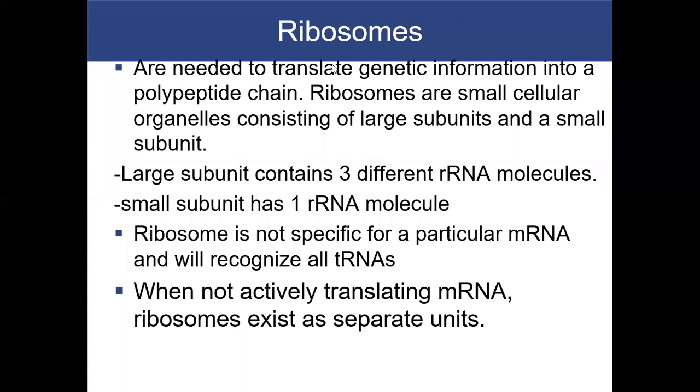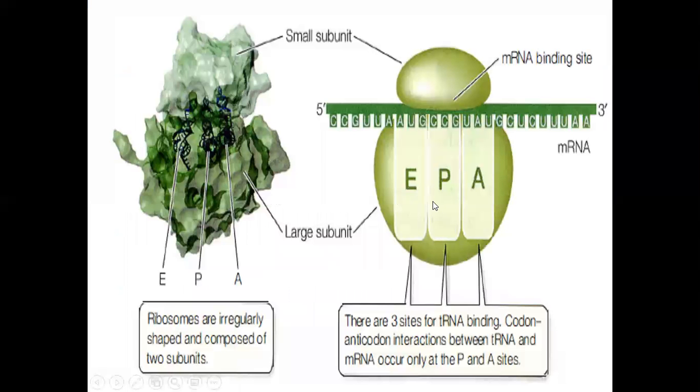So let's look at the ribosome really quickly. So I mentioned already that the ribosome is actually the molecule that does the translating and forms the peptide bonds between the protein. It has a large subunit and a small subunit. Now, if you look at the illustration here, you can see that the ribosome is actually irregular in shape, and it is made up, as I said just now, of two subunits. There is the large one at the bottom and the small one on the top.